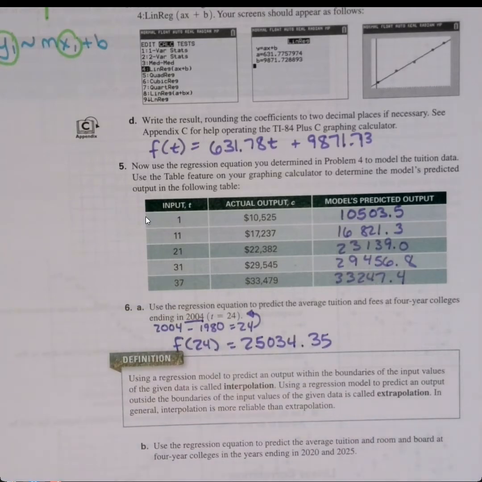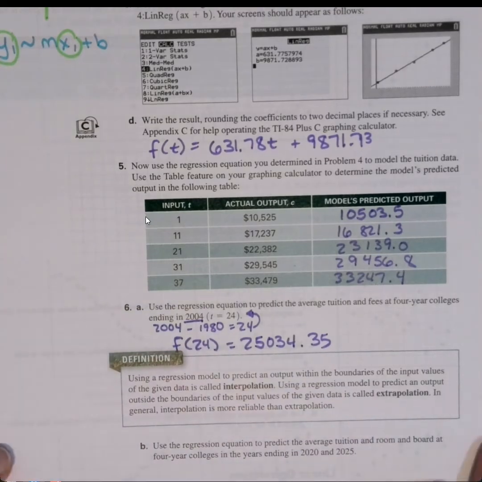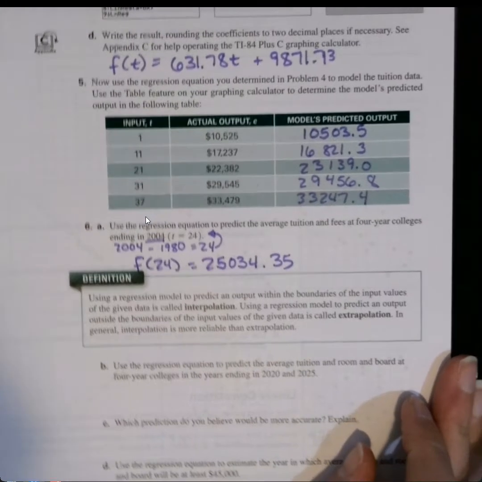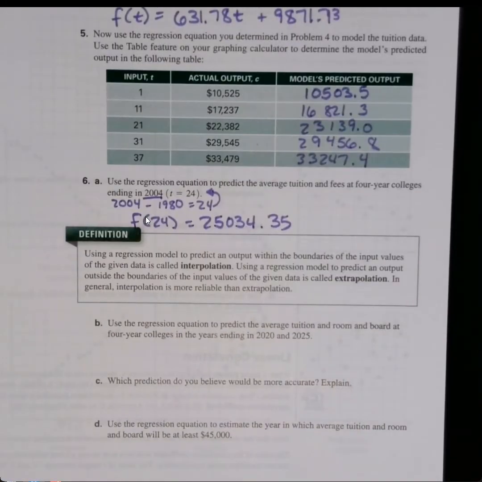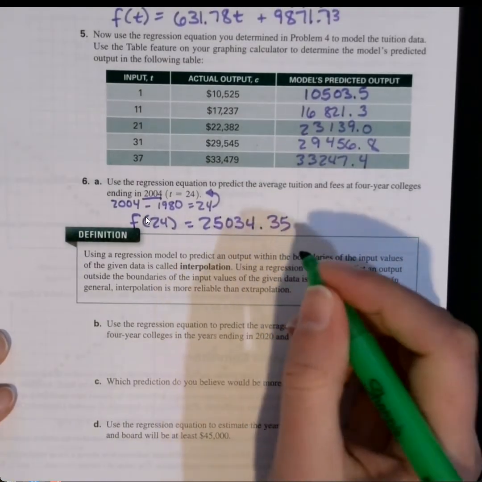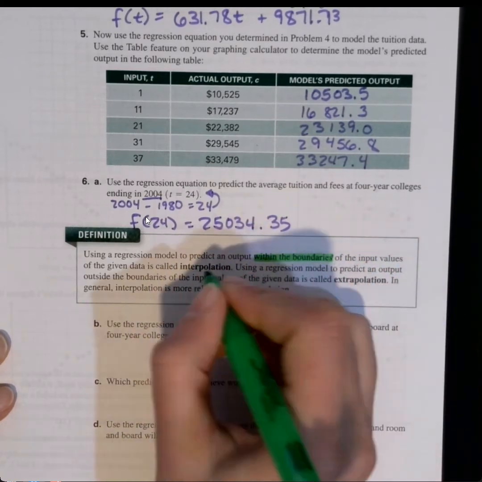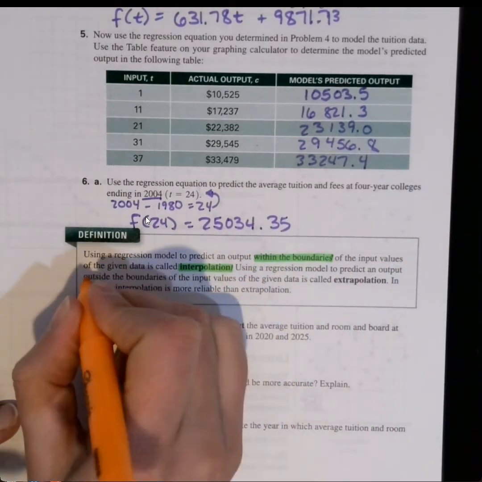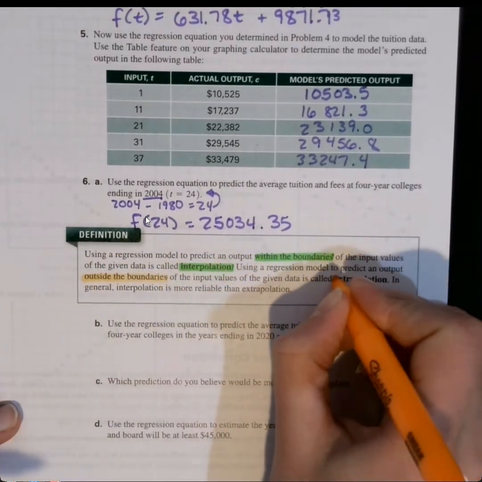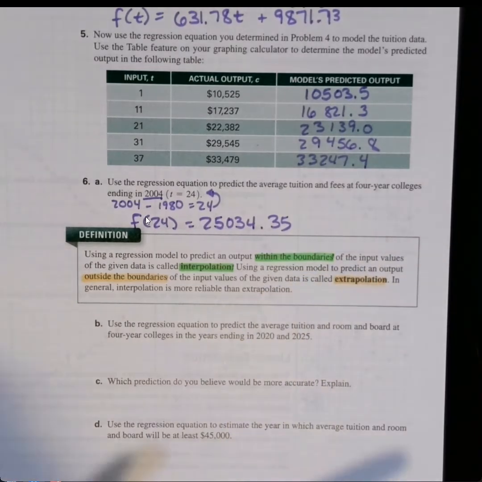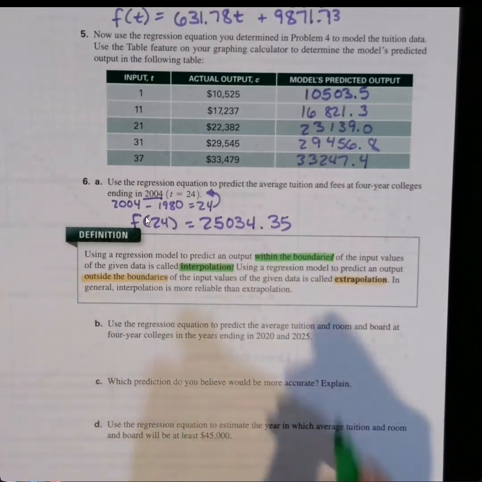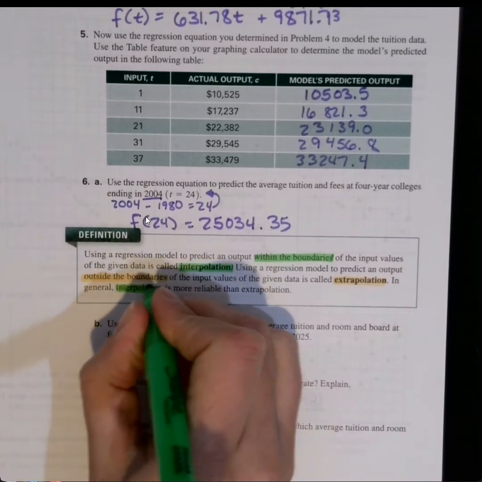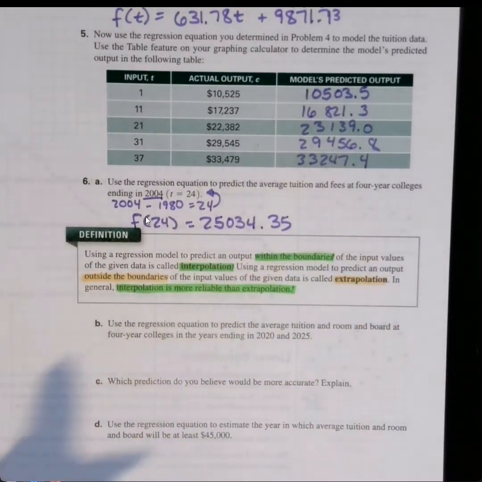Okay, now we're going to talk some more about making those predictions. There are two kinds of predictions we can make. If we make a prediction that is within the boundaries of the data set, it's called an interpolation prediction. And if we make a prediction that is outside the boundaries of the data set, it's called an extrapolation prediction. This is important to note because interpolation predictions are more reliable than extrapolation predictions.